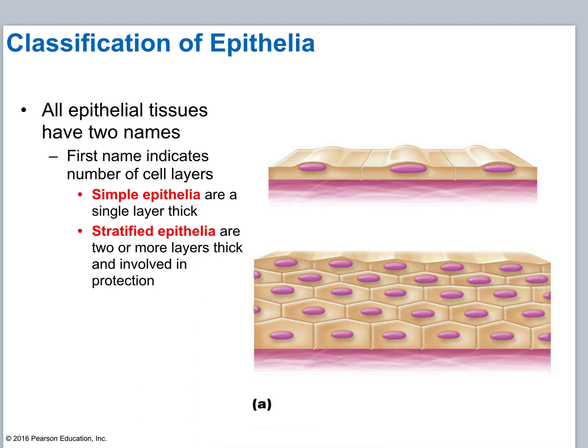Now, the naming convention for epithelial tissue follows two conditions. The epithelial tissue has two names. The first name has to do with how many layers of cells the epithelial tissue is. A simple epithelial is a single layer of cells thick. Stratified epithelial have two or more layers of cells. And you see in this cartoon, the simple epithelial, one cell layer thick, and then stratified epithelium has multiple layers of cells.